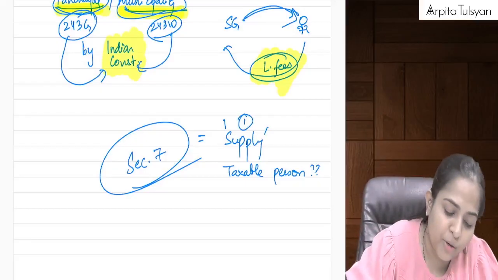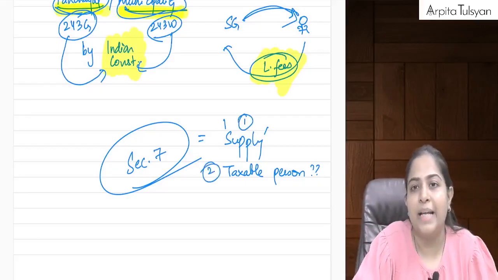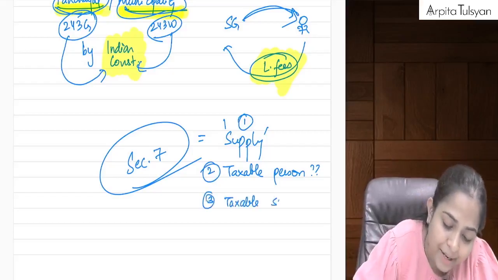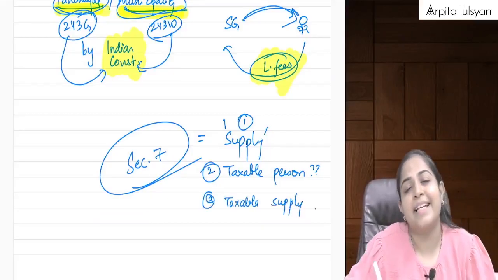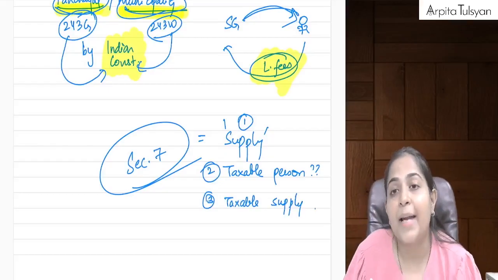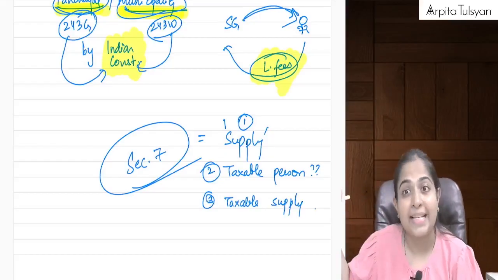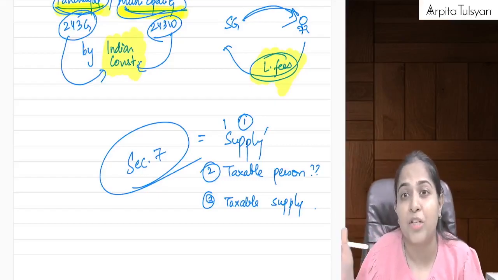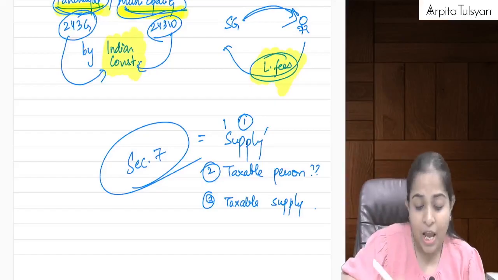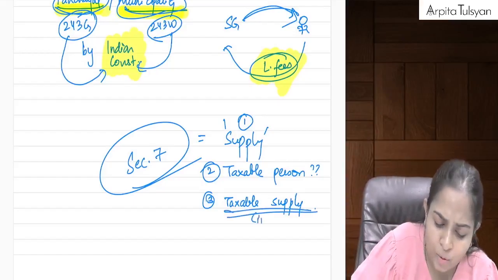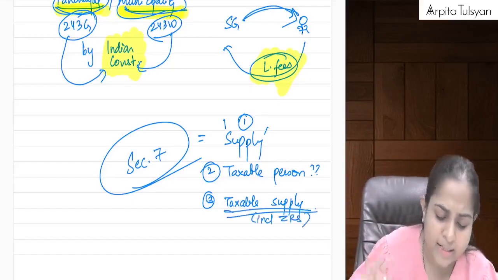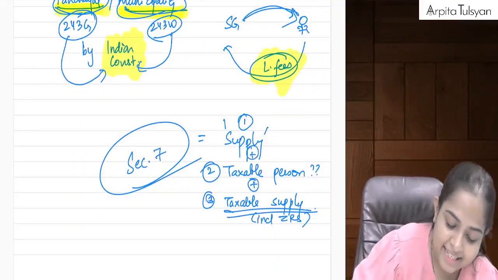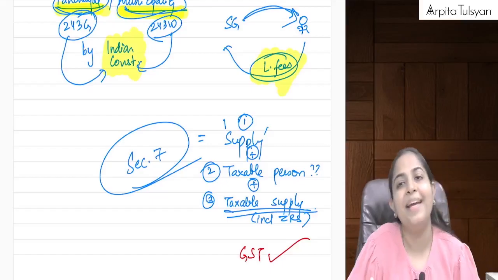So first of all, it should be a supply. Second, it should be done by a taxable person. And third, it should be a taxable supply. Do you recollect yesterday we had studied about the types of supplies? Types of supply means taxable supply and exempt supply. In exempt supply, we had nil rated, exempted by way of exemption notification, and non-taxable supply. So it should be a taxable supply, including zero rated supply.